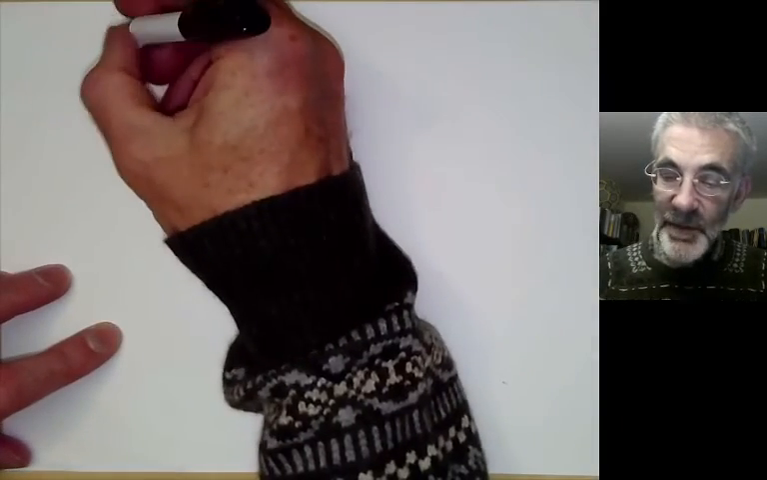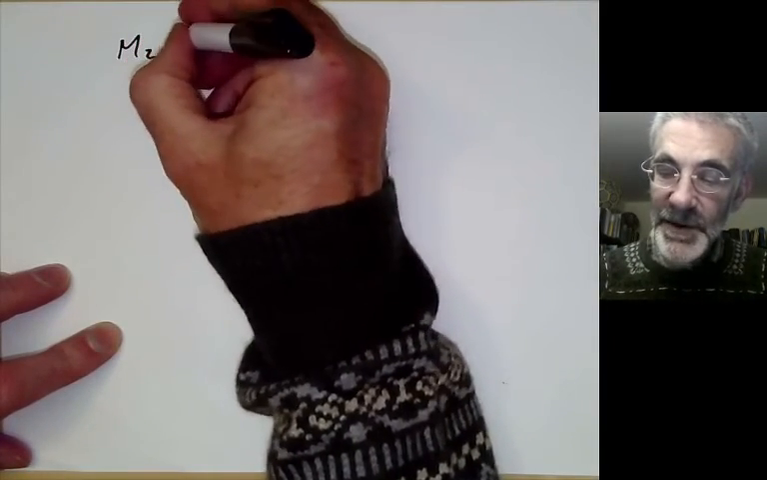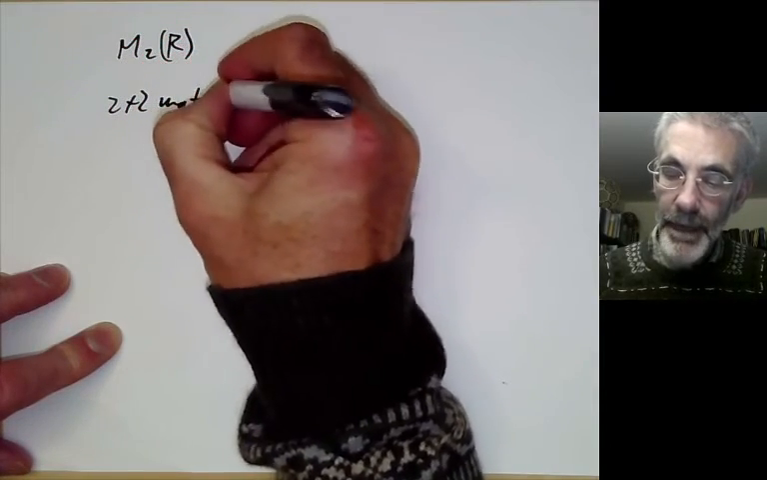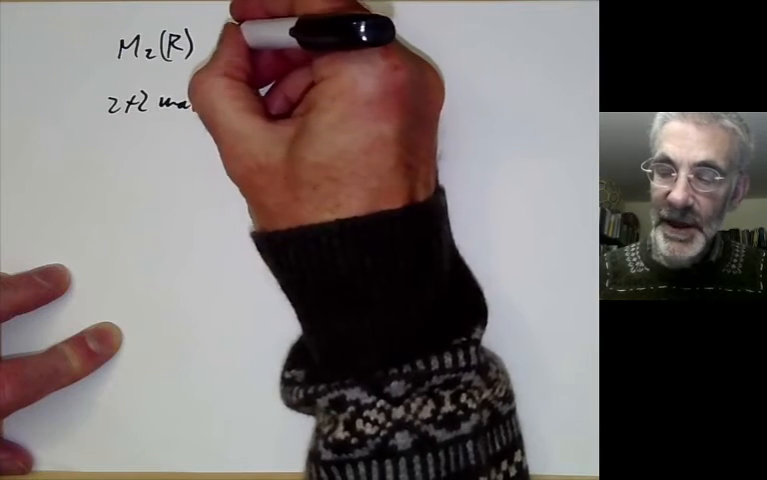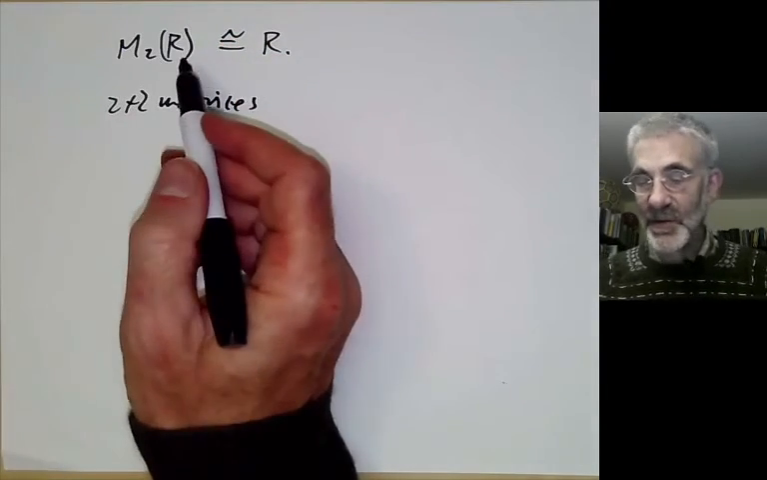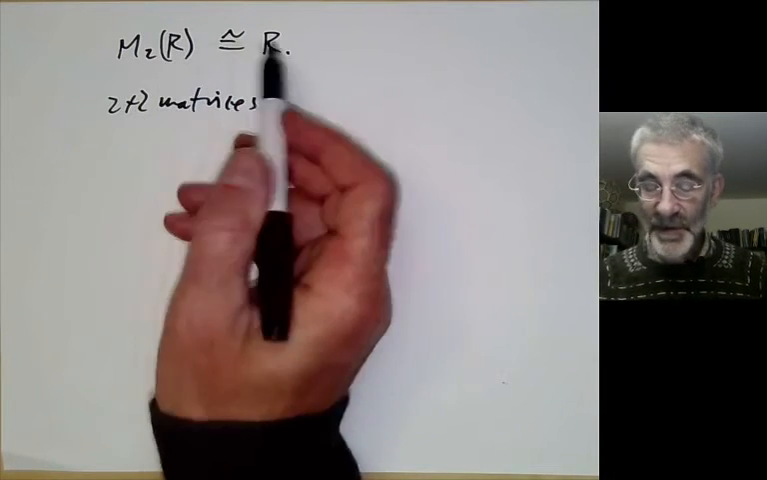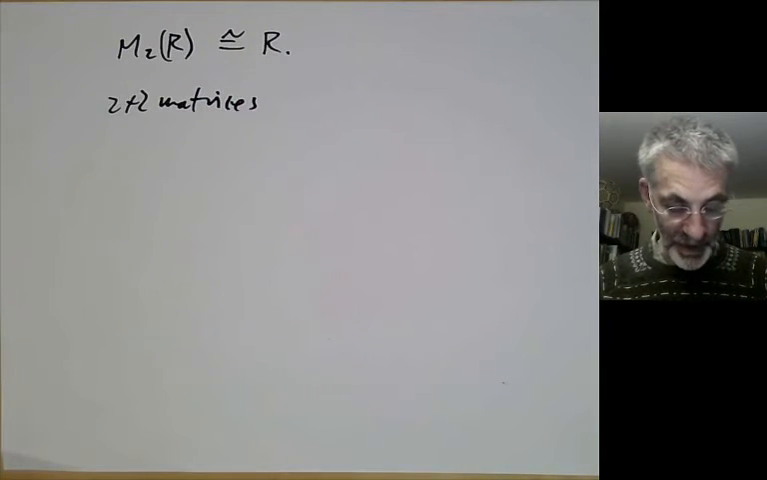This ring also has the property that the ring of 2 by 2 matrices over R is actually isomorphic to the ring R itself. That essentially follows from the fact that R plus R is isomorphic to R as a right module.